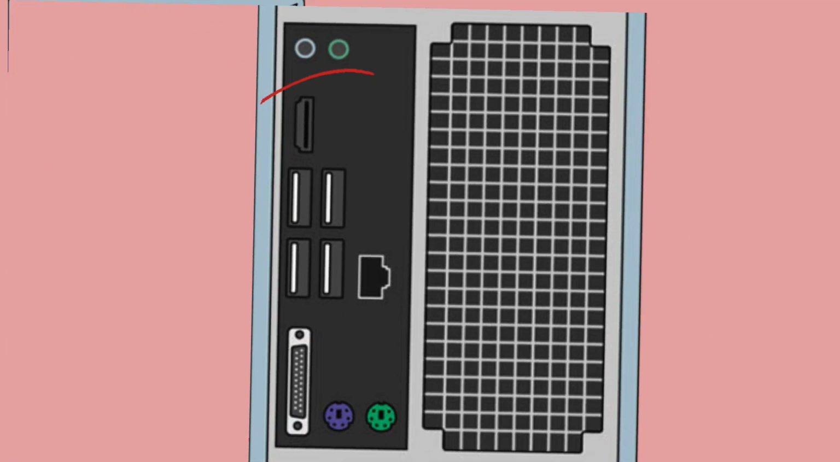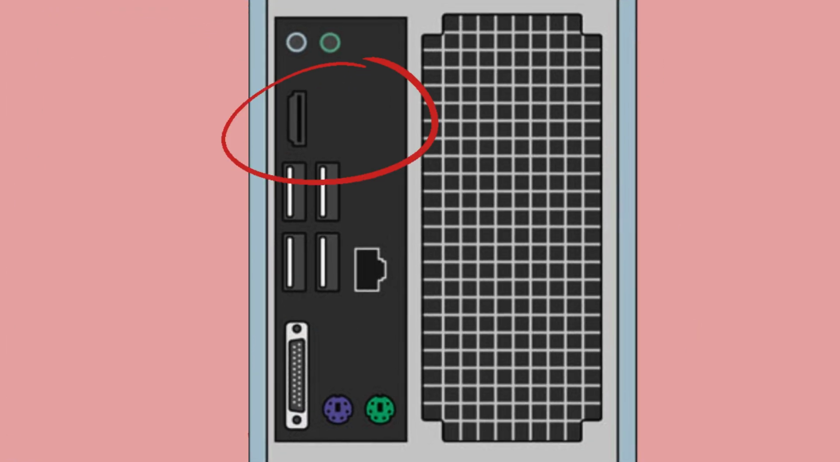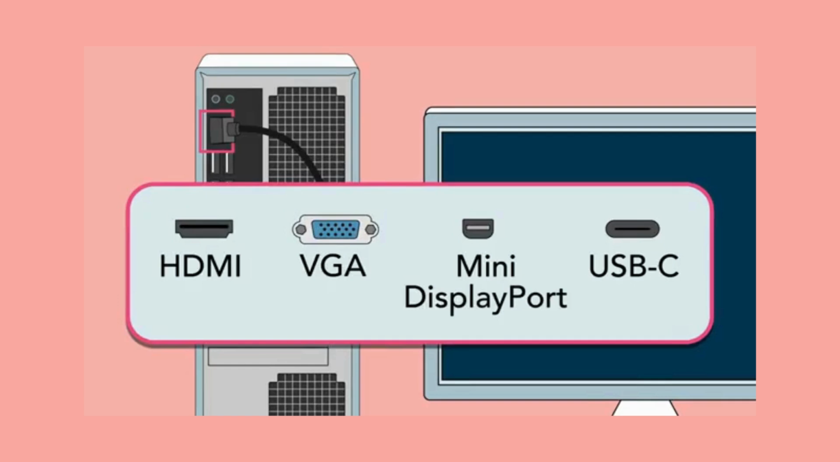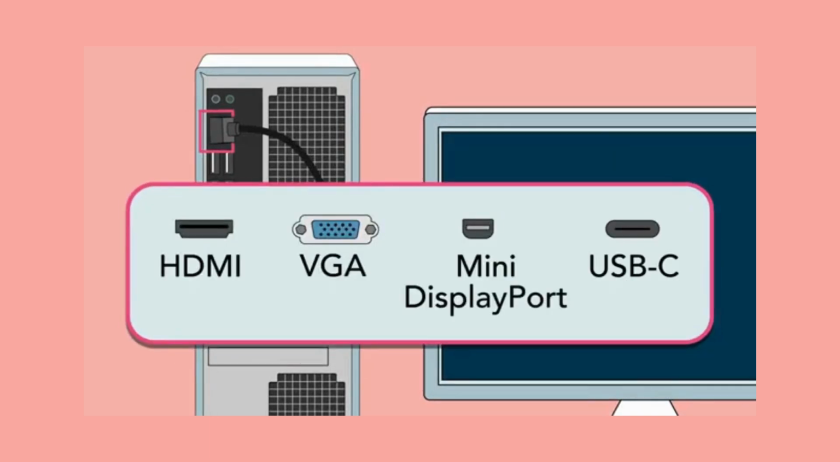In this example, the computer has both a display port and a VGA port. Other computers may have other types of monitor ports, such as DVI, Digital Visual Interface, or HDMI, High Definition Multimedia Interface.